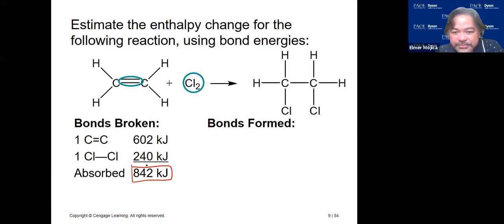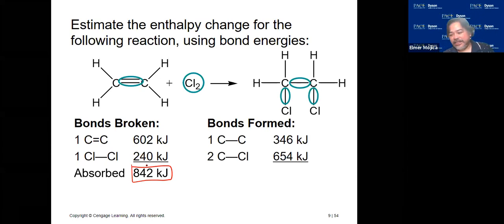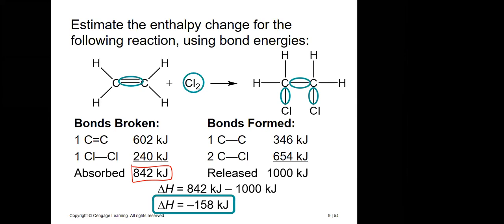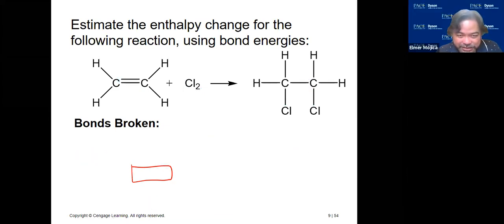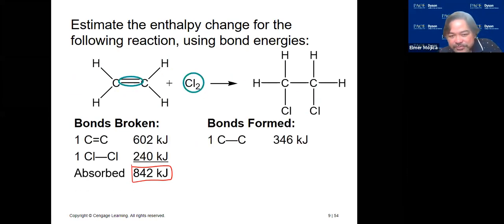Now what are formed? You form the carbon single bond and two C-Cl bonds, and when that happens, you release this amount of energy. So the question now is, how much enthalpy change do you have? The bonds that were broken minus the bonds that were formed. This delta H is negative, which means energy is released or absorbed? Released. If you're doubtful, look at this statement: when delta H is negative, heat is released. When delta H is positive, it is absorbed.